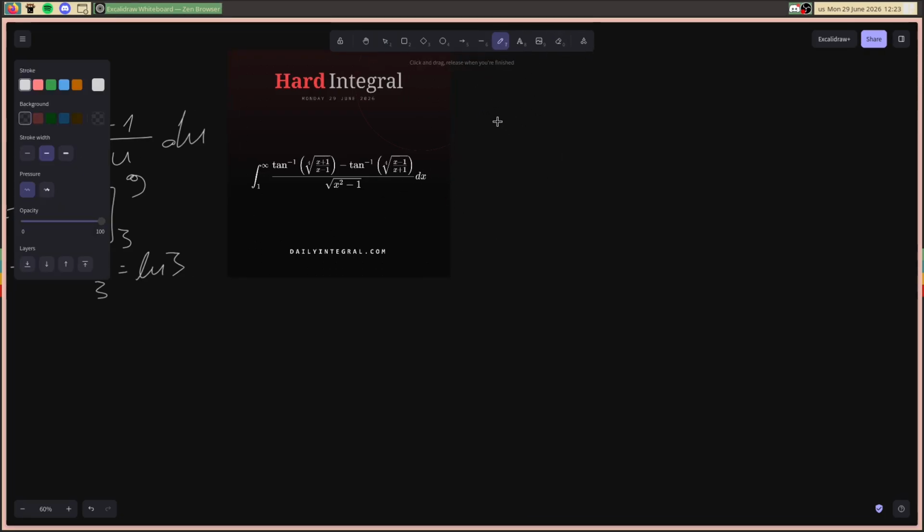So let's first start by using an identity to merge the difference of the inverse tangents. So there's this identity that the inverse tangent of A minus the inverse tangent of B is equal to, well, the inverse tangent of A minus B over 1 plus AB.